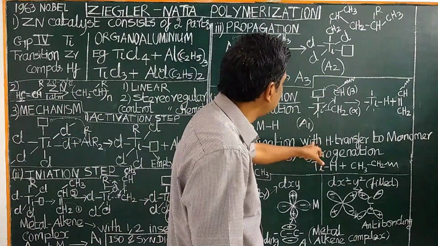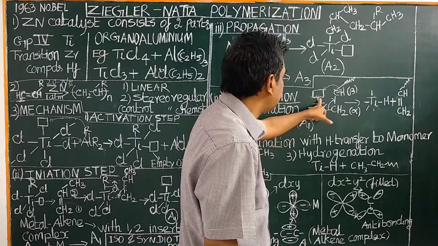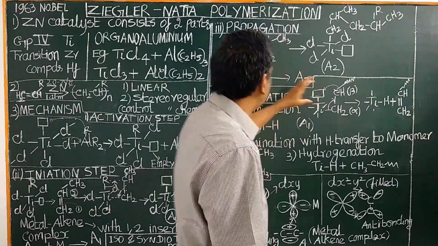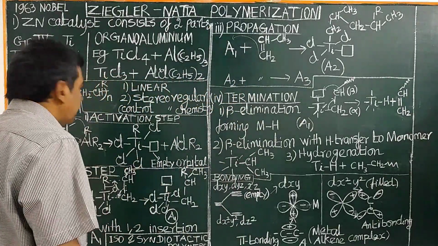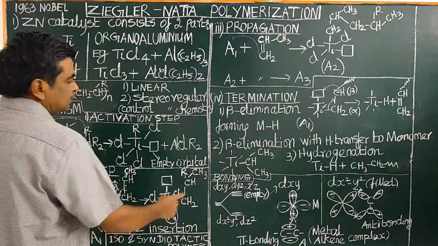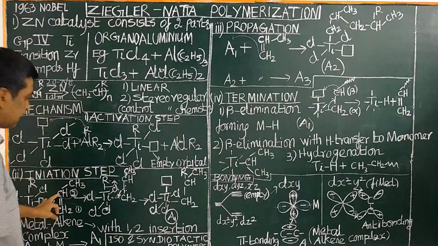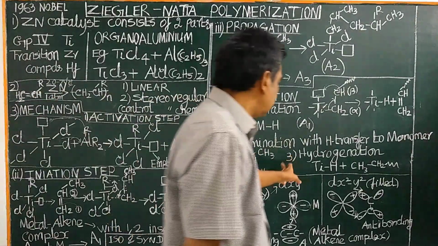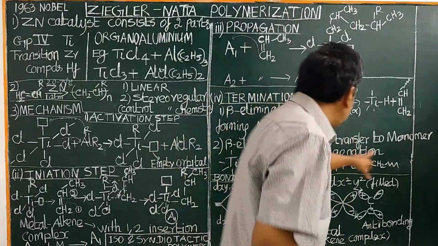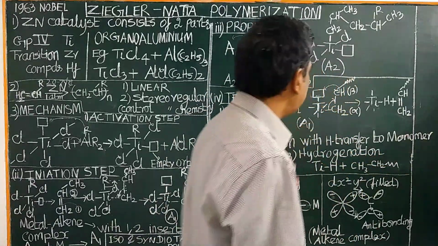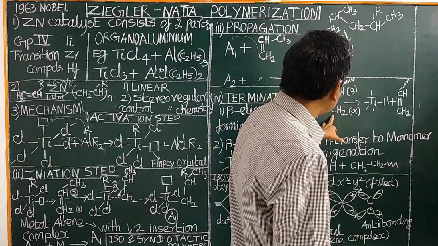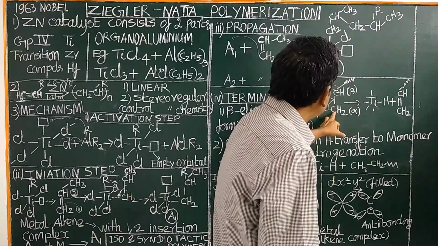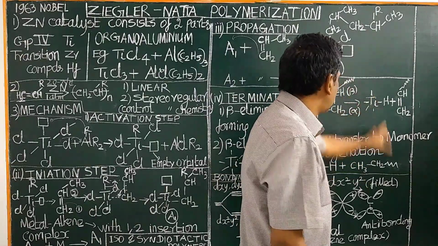Okay. Now, the second termination step is beta elimination, hydrogen transfer to monomer. Here, that is beta elimination, hydrogen transfer to this monomer. Therefore, what will happen is, you get titanium and CH3. Okay. The third termination step is the hydrogenation step. That is, hydrogen is added here and also here. Therefore, you will get titanium hydride and CH3, CH2, and like this.